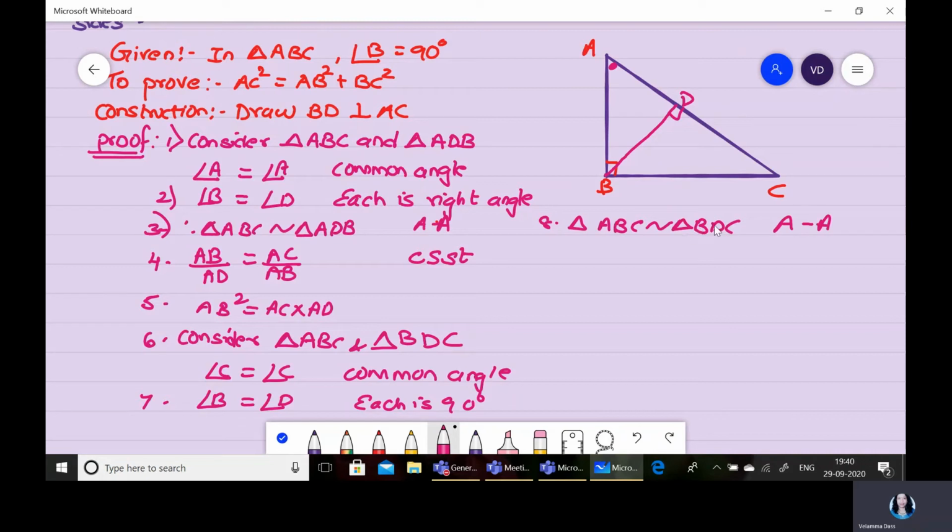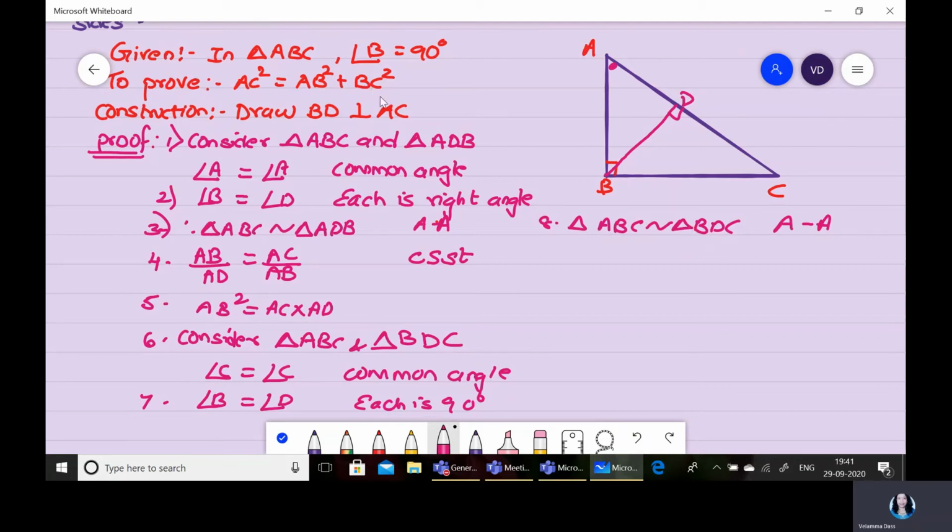Now first check, have we written this correspondence correctly? Let's check. First we see C. C is a common angle, C is a common angle, correct. Angle B is 90 degrees here. Angle D is 90 degrees in the smaller triangle. So it is correct that triangle ABC is similar to triangle BDC.